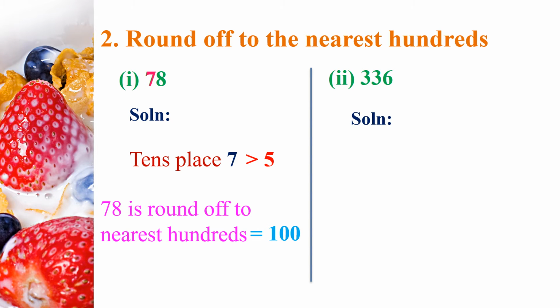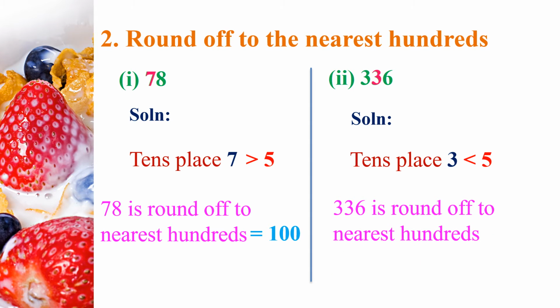336. Now take tens place, that is 3, compare with 5. 3 is less than 5. So 336 rounded off to nearest 100, replace 0 in the tens and ones place. That means we'll get 300.